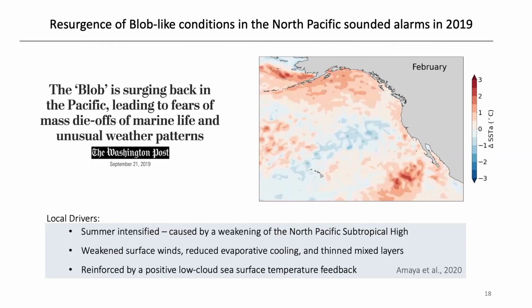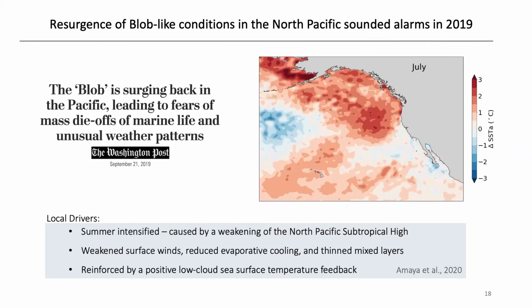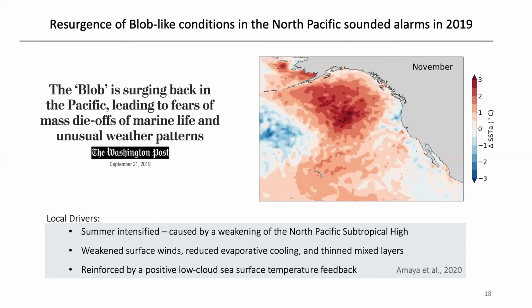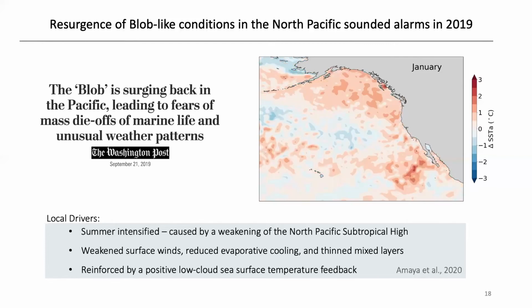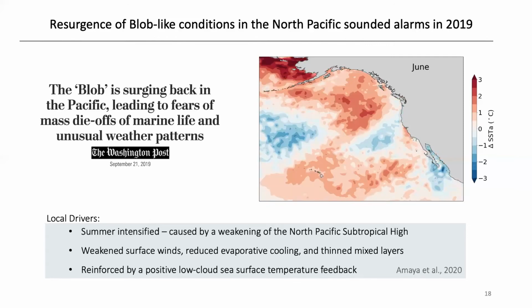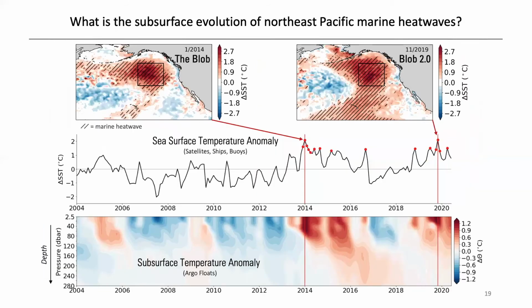And Dillon also found that that SST anomaly was reinforced by a positive low cloud sea surface temperature feedback. So what that means is when you warm SSTs, you warm the atmosphere, that makes it more stable, and you have fewer clouds, so more shortwave radiation is able to reach the sea surface and warm it. So as oceanographers, we wanted to look at what the subsurface evolution was during these two recent events and compare them to see if one was more unusual than the other, or if they were completely different events.